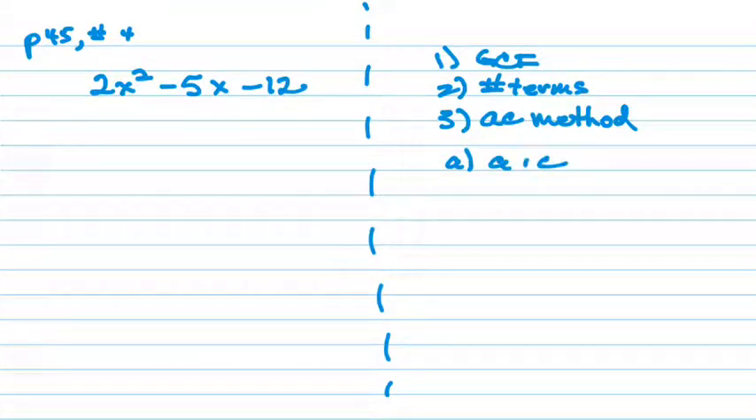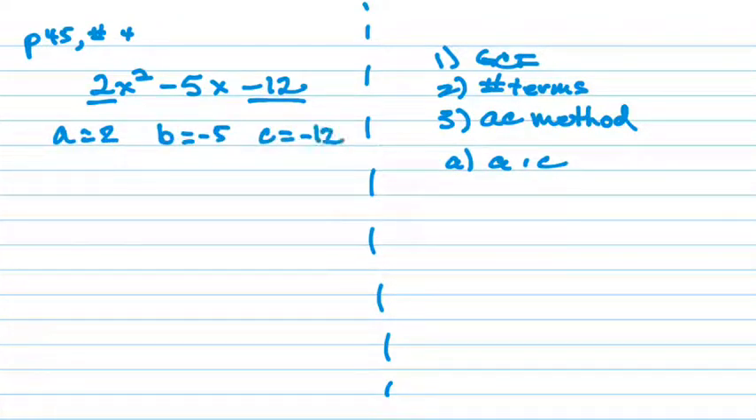So what is my A? 2. What is my C? 12. You just failed. Negative 12. Thank you. There's no such thing as a number without its sign. So my A is 2, my B is negative 5, and my C is negative 12. And that's why I wrote make a list, because if you make the list, it forces you to think about it.